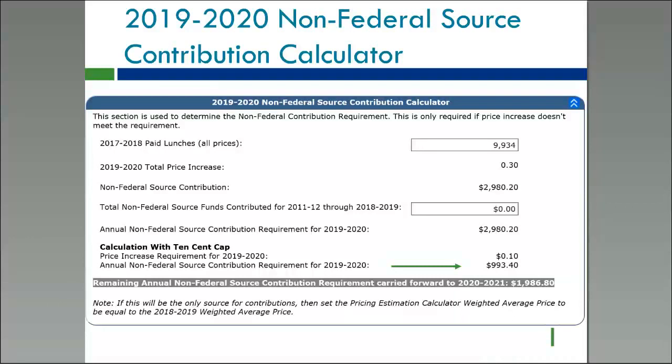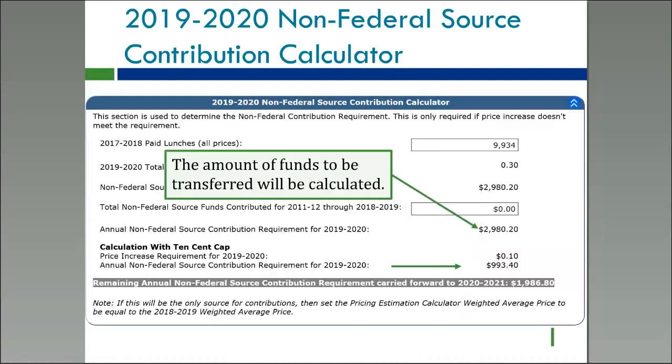Then once I enter my meal counts here, so I entered the meal counts for the year at this school was 9,934, and then it tells me a price increase and the federal contribution that I'll be required to do. However, there's also a 10-cent cap for the federal contribution, and so this number at the bottom is what I would be required to use for non-federal funds.